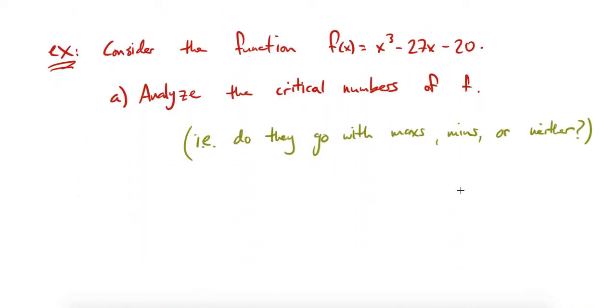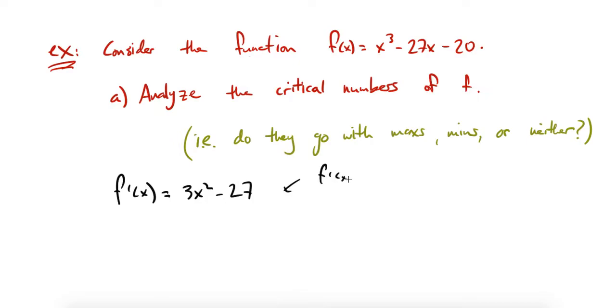Okay, so let's consider a function, and I'm just going to go polynomial, something simple, so I can sort of exemplify the concept. We want to analyze the critical numbers. When you see that language, that usually means determine if the critical numbers go with maxes, mins, or neither. So to start this problem, we need the critical numbers. Critical numbers are a first derivative thing, right? So we take the first derivative, power rule, so 3x squared minus 27.